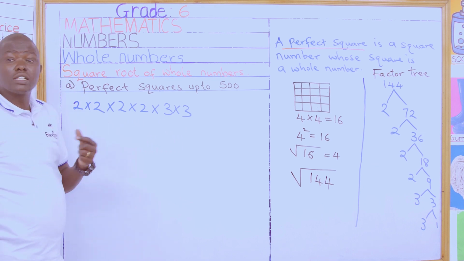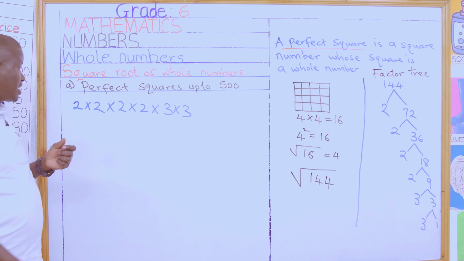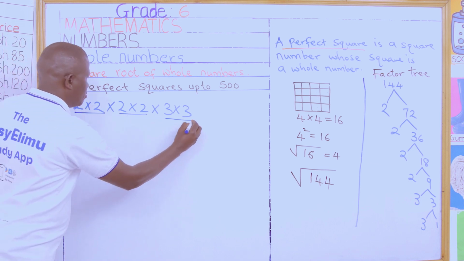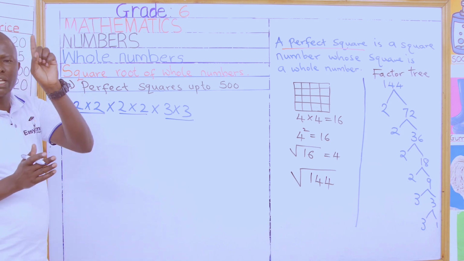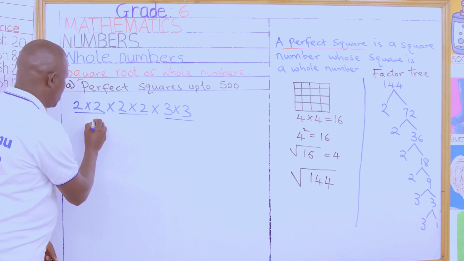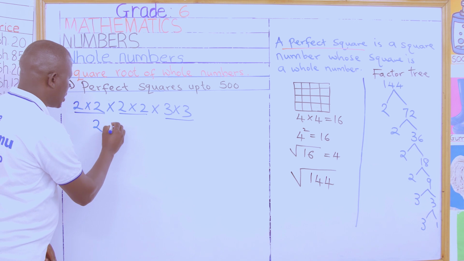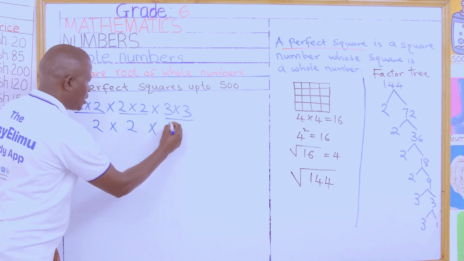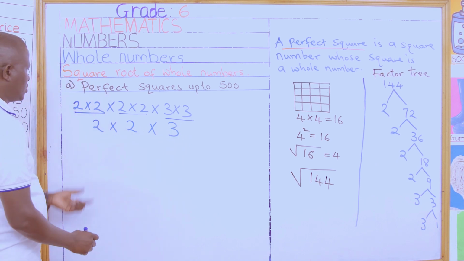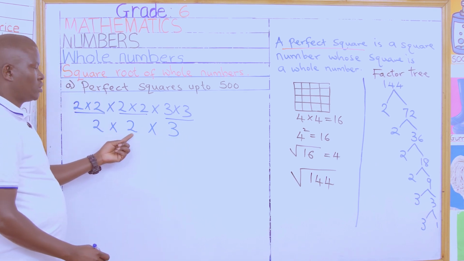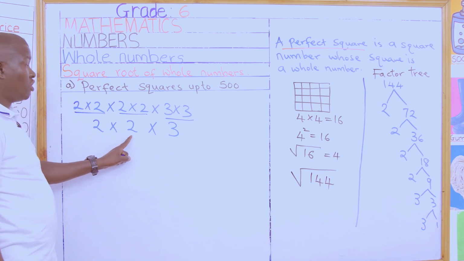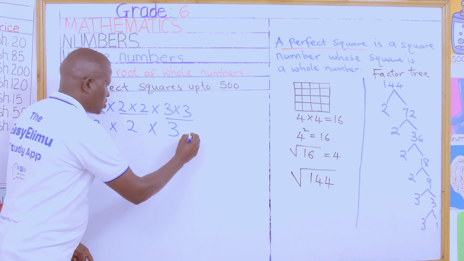Now, the next step is to pair the factors. So I pair them, and in each pair, I pick only one. So I'll pick 2 here, another 2 here, and 3. Now, 2 multiplied by 2 multiplied by 3. Let us multiply. 2 multiplied by 2 is 4. 4 multiplied by 3 is equal to 12.